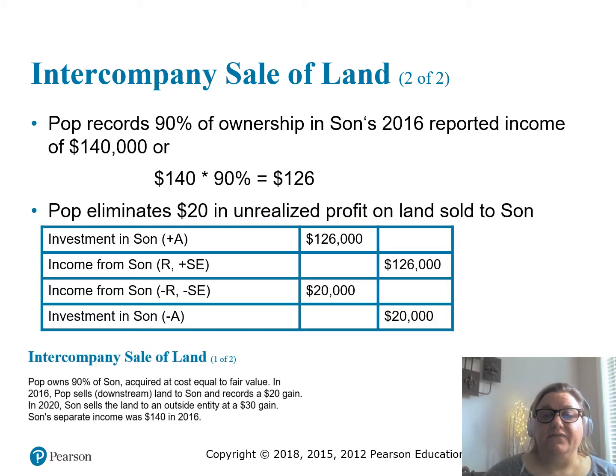Okay, so let's take a look at this. The first thing is we have ownership of Sun's reported income of 140. So we'll go ahead and make the calculation for this 140 right here for the ownership, right, and for the separate income. Go ahead and do this for 2016. And then what we're going to do, we had a $20 gain, right? So we're going to eliminate that $20 profit on land when you sold it downstream. So if you sell downstream to your subsidiary, you don't want to be showing that profit. Okay, and then you'll just adjust the income and investment accounts accordingly.